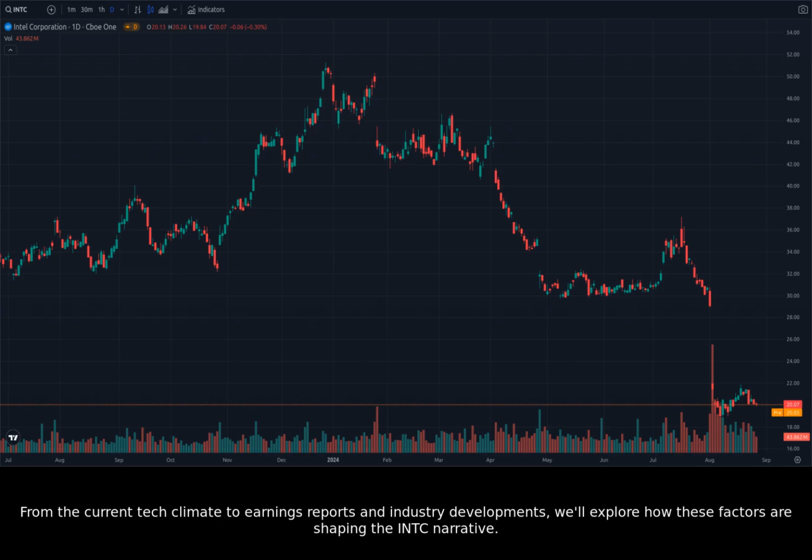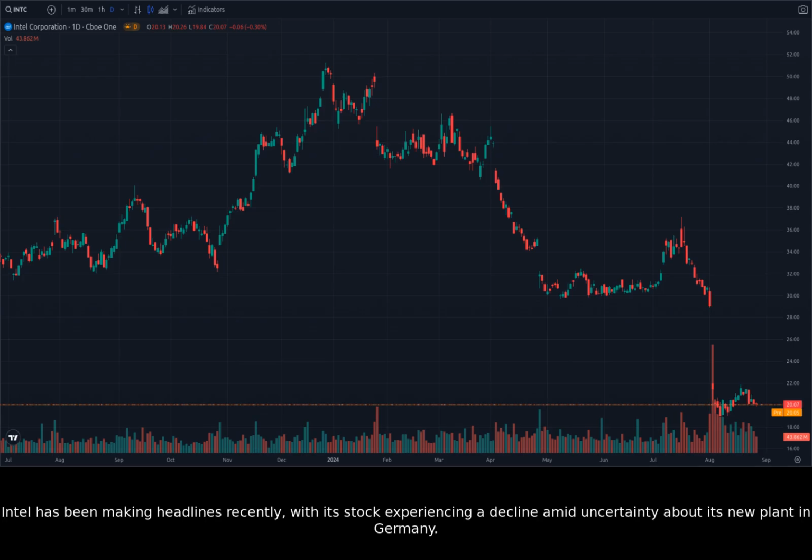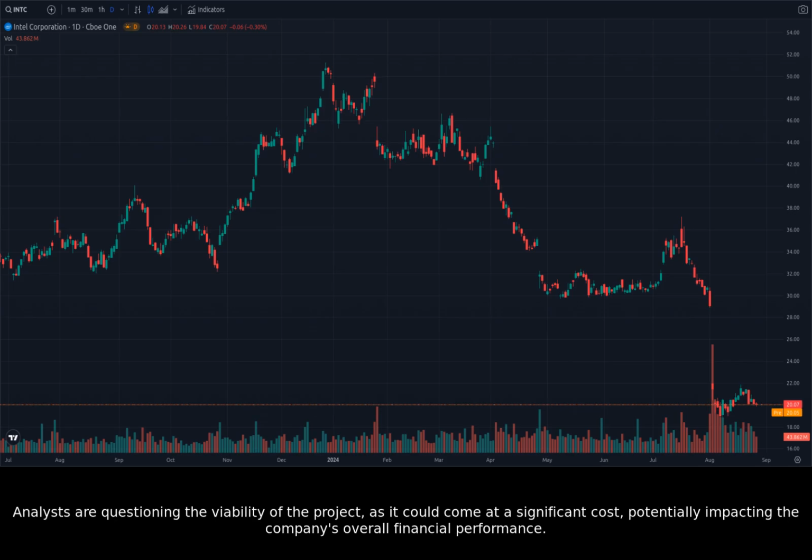shaping the Intel narrative. Intel has been making headlines recently, with its stock experiencing a decline amid uncertainty about its new plant in Germany. Analysts are questioning the viability of the project as it could come at a significant cost, potentially impacting the company's overall financial performance.